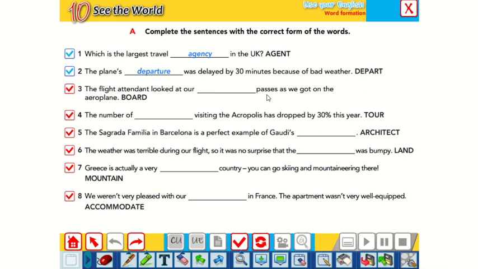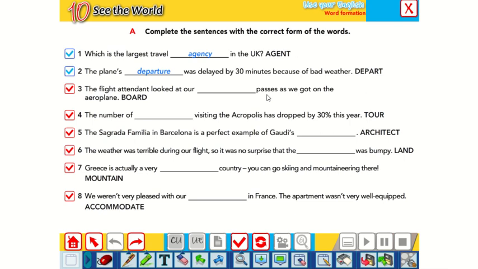Can we say board passes? What do we have to put here? We can form from the word board: boarding, boarded. So what is suitable here? Yes, correct, it is boarding. Boarding passes, which means boarding cards that we need to go on the airplane or in the train or other vehicles. So here we have to put our boarding passes, the boarding cards.